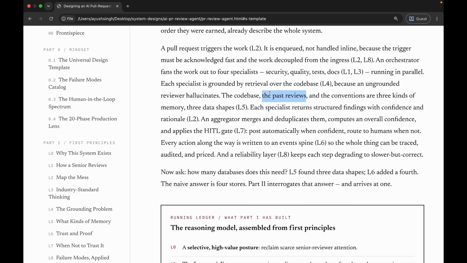Then for past reviews, we'll use Postgres with timestamps. Then for conventions, we use another one. You might be noticing that it's a huge problem there, which means, okay, it's four, but why four? It looks good. Okay, we'll be having four different stores. They all have very nice capability.